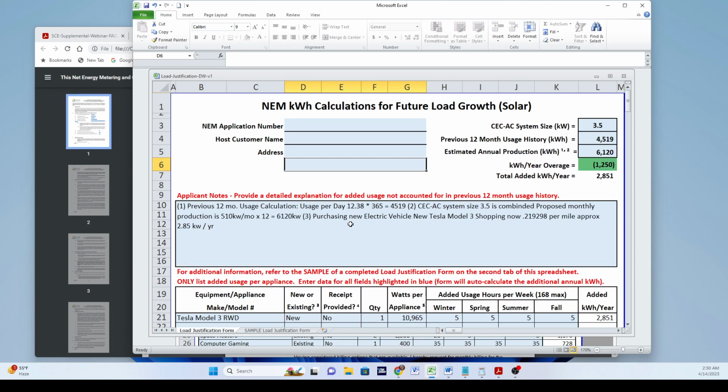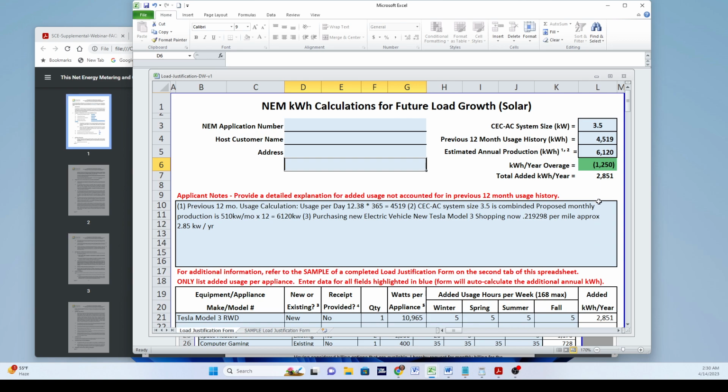Well, then comes along the Tesla, the magical Tesla automobile. Well, it's new, and we don't really have a receipt for it because I'm shopping for it right now. Probably in the next month or so, I'm going to get it. And then it burns this many kilowatts. It burns around 11 kilowatts per hour, and I drive it around. Each week in the winter, I drive it around for 5 hours. In the spring, each week I drive it around for five, and summer and fall, and so on.